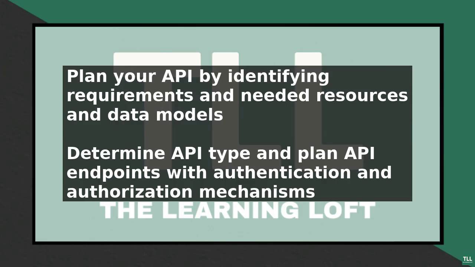Step 3. Implement authentication and authorization. Implement authentication and authorization mechanisms to secure your API. Use Amazon Cognito to manage user identities and authenticate users. Use IAM roles to authorize access to your API.